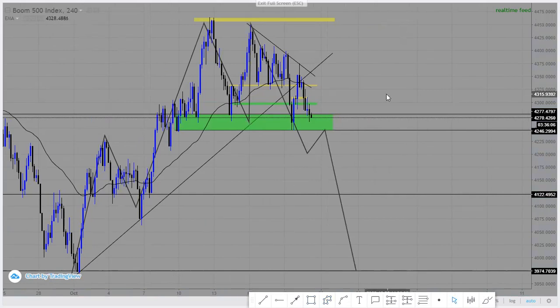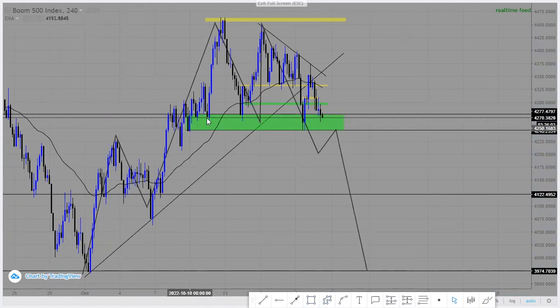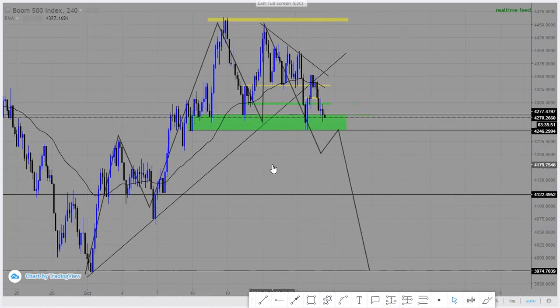So this lower high was actually a first sign that most probably the market is now going all the way to the downside. So once it breaks this support, look for sell positions on Boom 500. Either you enter on the break or the retest, whichever way you do, you are still going to make money out of that. That is our lookout for the Boom 500.